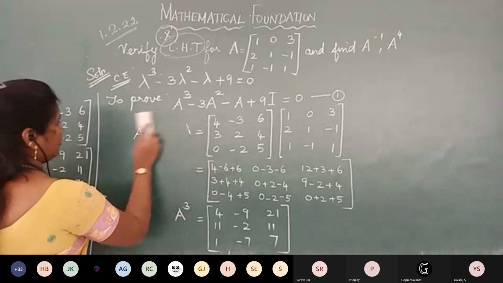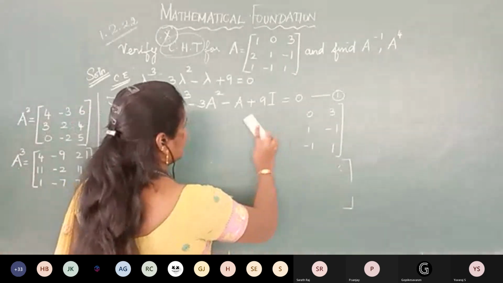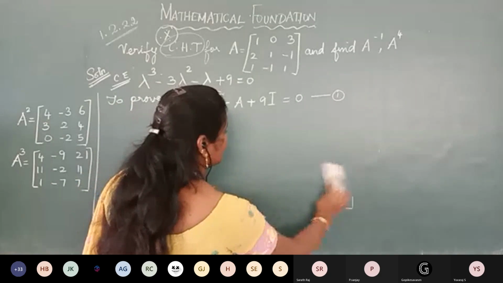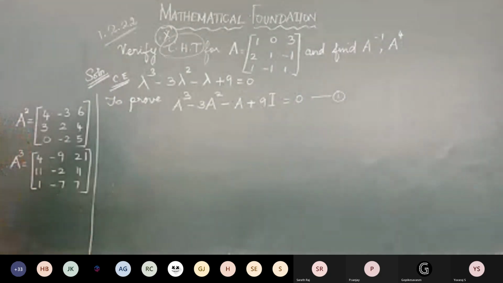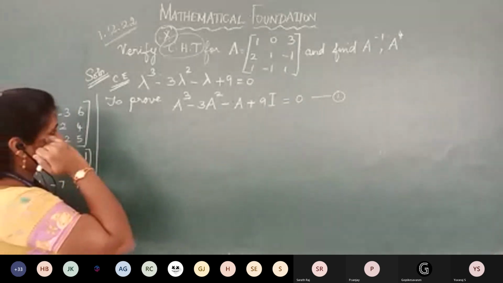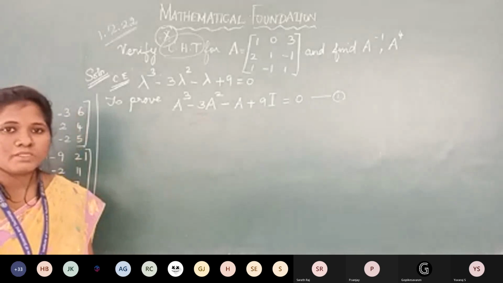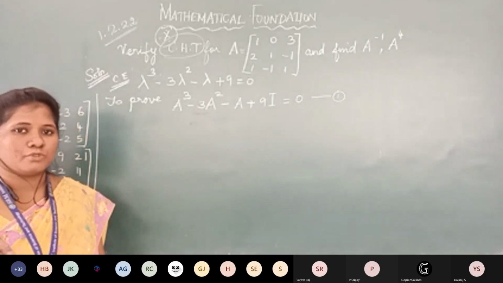Okay, finish with this. Next, you're going to find out this equation. So if you want, you can find out your minus 3A square. Otherwise, you can directly substitute also. What do you want to do?